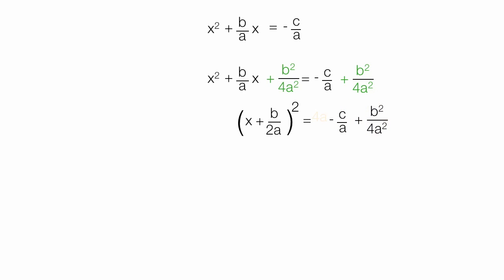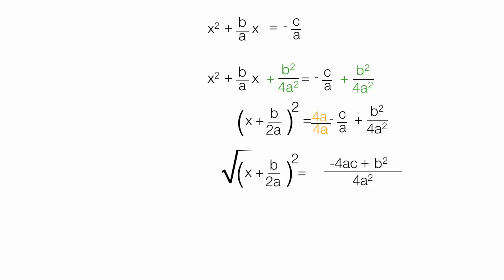I'm going to add negative c over a plus b squared over 4a squared. It turns out the least common denominator is 4a squared, so I multiply the top and bottom times 4a. 4a times a is 4a squared. Now I have negative 4ac, and what I did is I multiplied the 4a times negative c plus b squared, all divided by 4a squared. Now I take the square root of both sides.